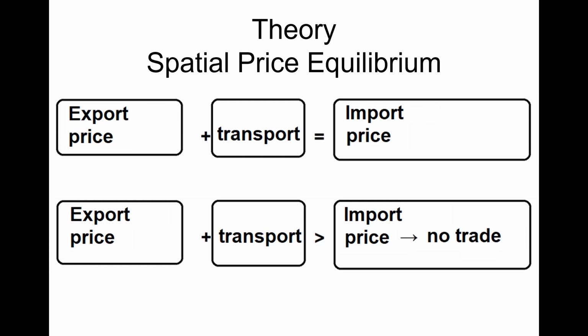The theory, Spatial Price Equilibrium, says that the exporting country has a price. If you add the transport cost to that price, then that will equal the price in the importing country. But if the exporting country's price plus the transportation cost is larger than the price in the importing country, then there will be no trade.